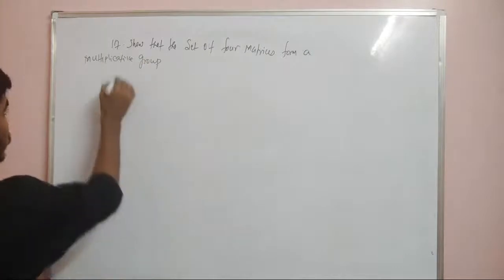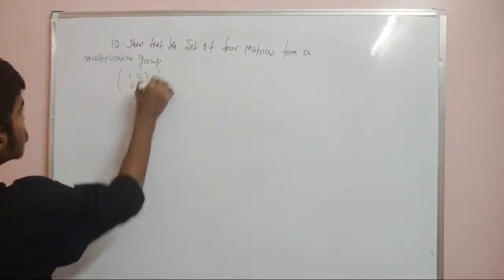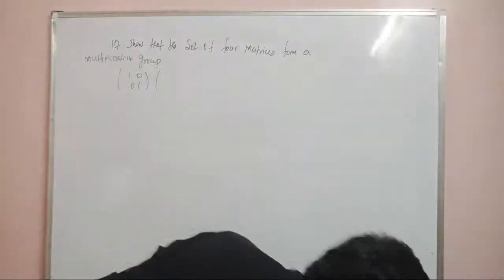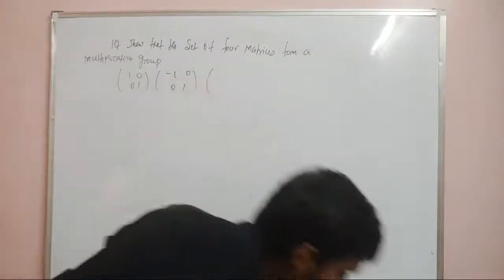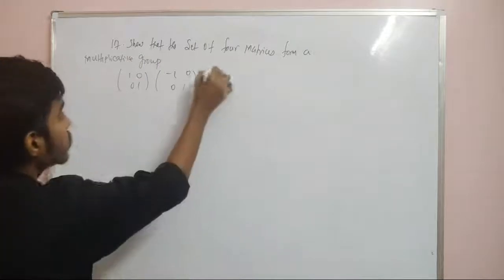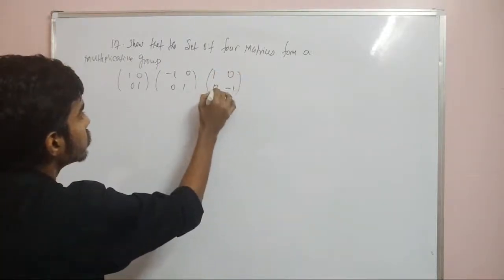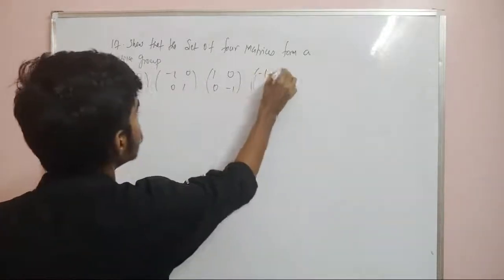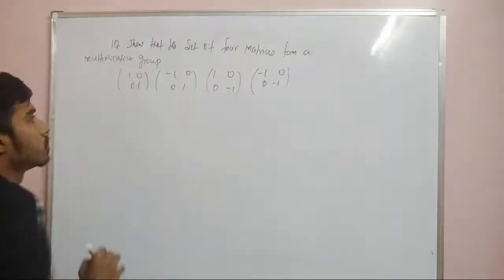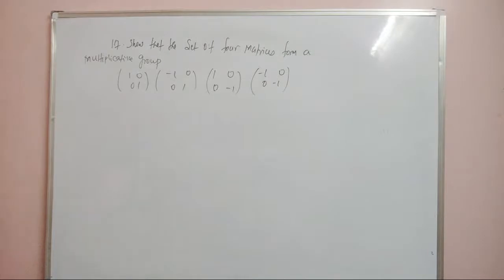The matrices are [1 0; 0 1], [-1 0; 0 -1], [-1 0; 0 1] and [1 0; 0 -1]. So we need to show that these 4 matrices form a multiplicative group.